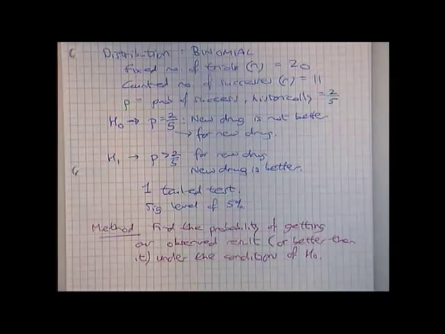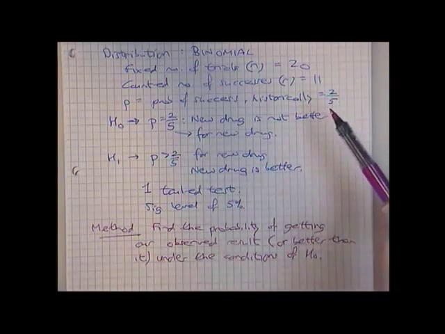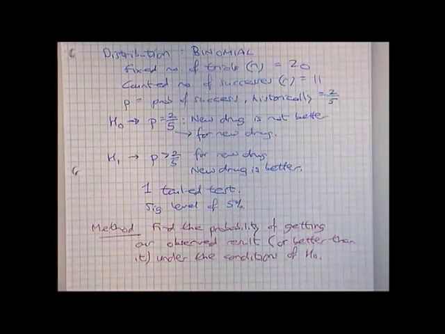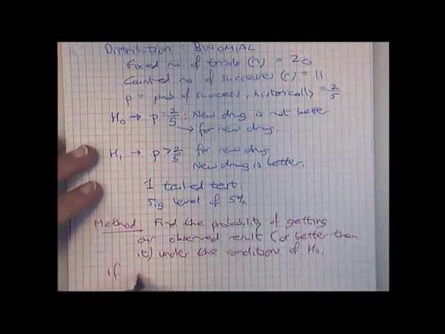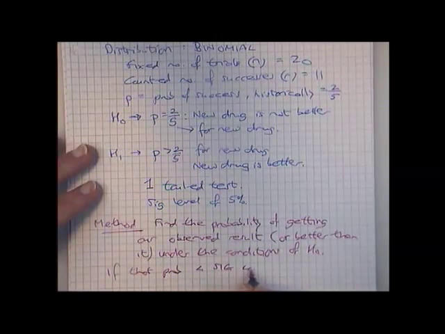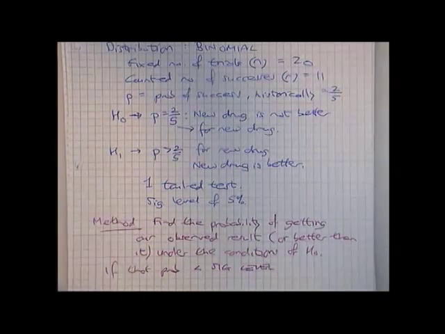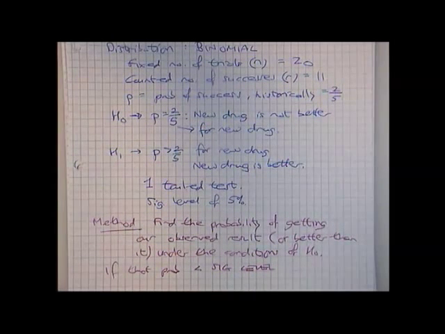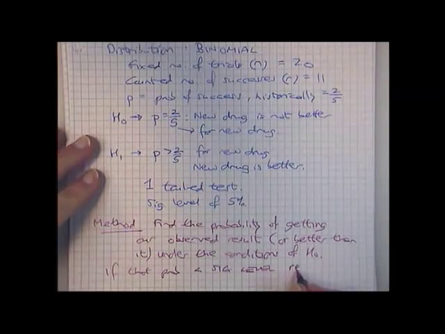So what we're saying there is we're going to find the probability that we would actually get 11 or better than 11 results if P really is 2/5, because that's what it states in H0. And if that probability is less than our significance level, so if the probability of getting what we have seen is smaller than 5%, we're going to say, hang on, it's so unlikely to have happened, we don't believe it is 2/5 anymore. We will reject H0 and we will accept H1.